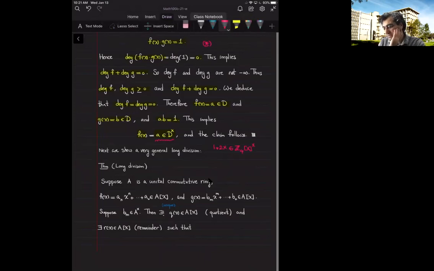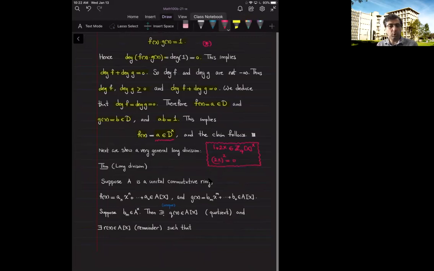Now, 2x is nilpotent because when I square it, I get 0. So using this, you get that 1 plus 2x is a unit inside this ring. So you see, the integral domain condition is kind of crucial in the above corollary. As you can see here, 1 plus 2x is not a constant polynomial, but still it's a unit inside this ring. Okay, so now let's go to the long division as we have promised.